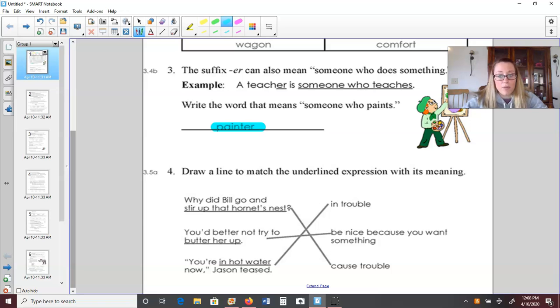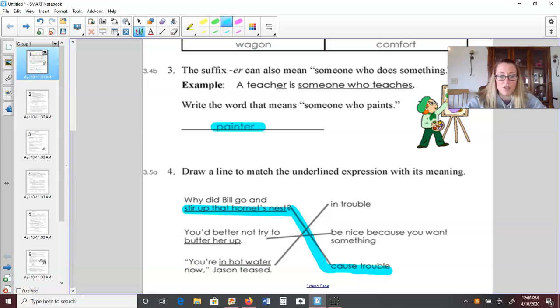All right, number 4, draw a line to match the underlined expression with its meaning. So why did Bill go and stir up that hornet's nest? Well, that doesn't sound like a good thing. That means you're trying to cause trouble, right? Stirring up a hornet's nest would cause some trouble for sure.